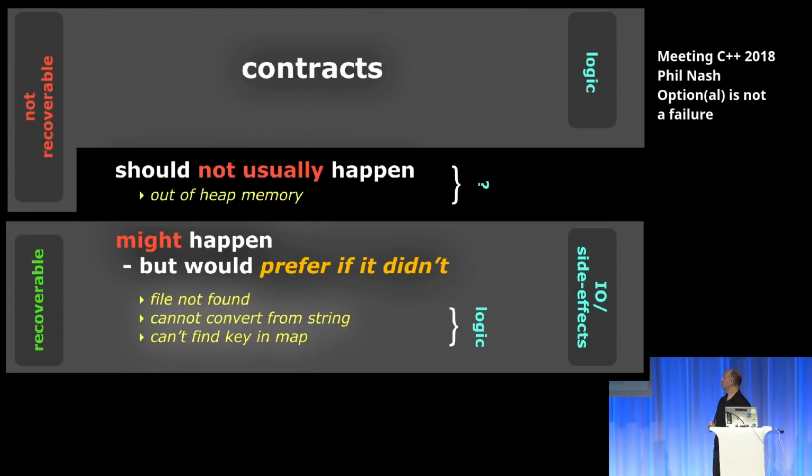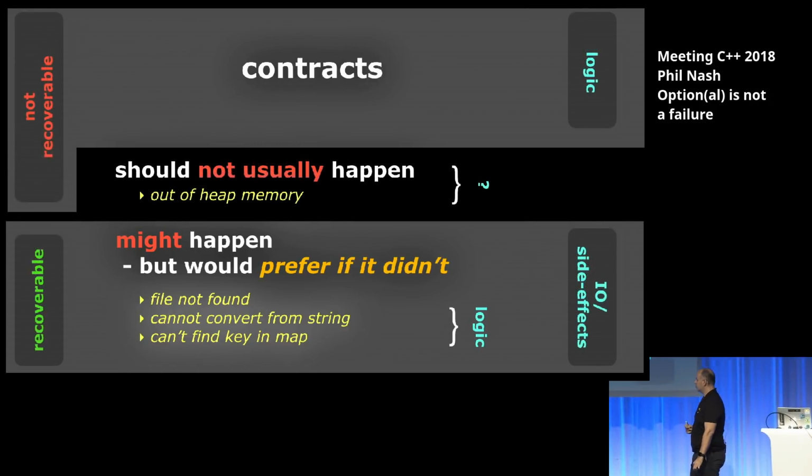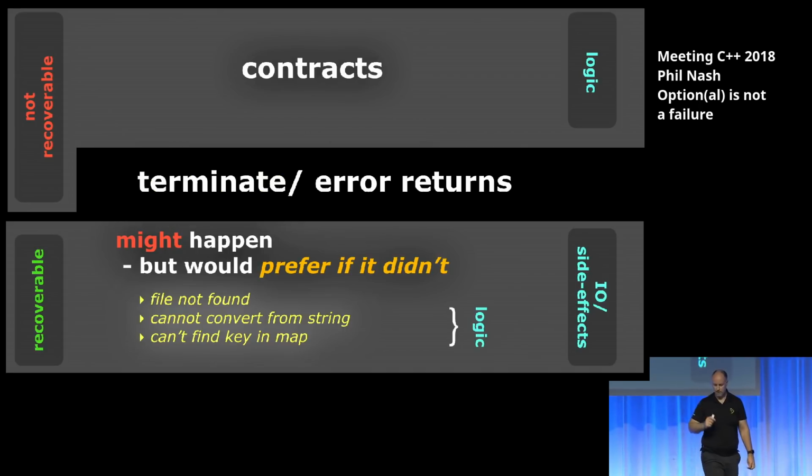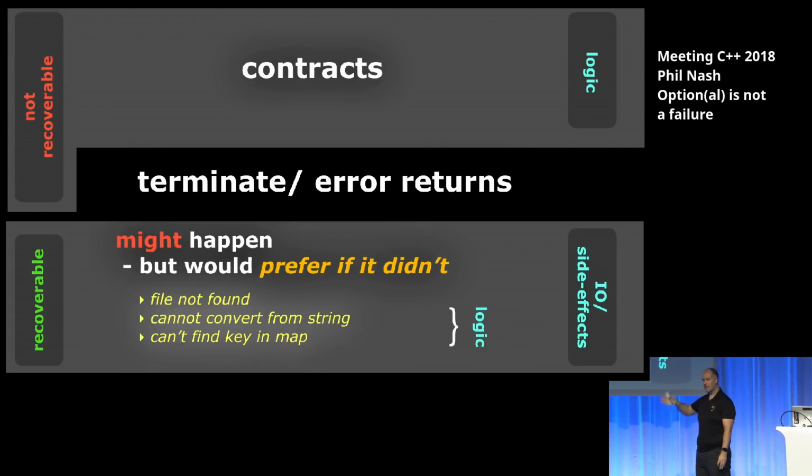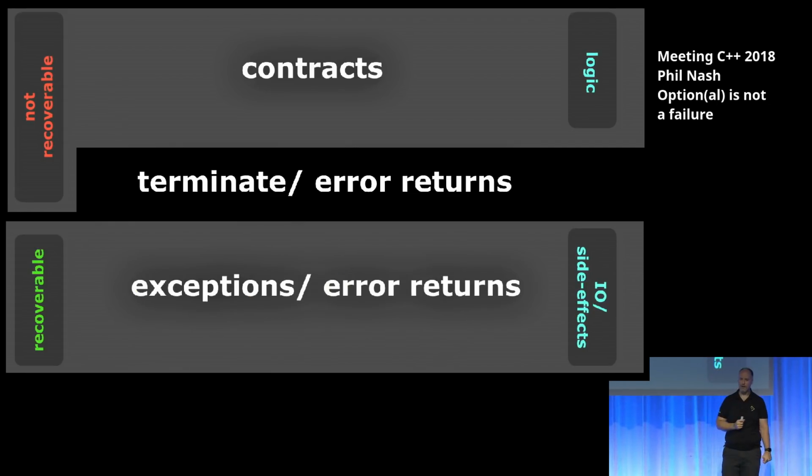So this top bracket, we deal with using contracts. We don't have contracts in the language just yet. We'll talk about that in a moment. The middle bracket, we can say we're currently using exceptions for this, but I would argue that we either need to terminate, or if we need to be able to handle errors, we can use error returns. And then the bottom bracket, this is where we use exceptions, or again, error returns, and we're going to weigh those up in a moment.